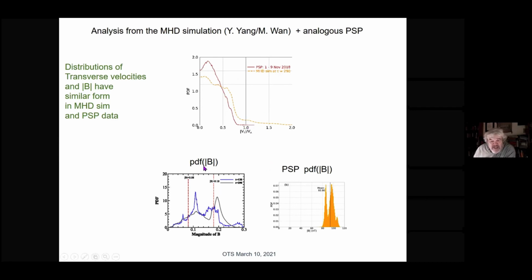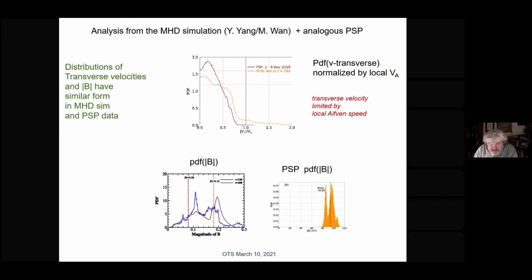If you look at the PDFs of the magnetic field magnitude, that's also interesting. Simulation on the left, and again you see this compartmentalization. You have signatures of discrete flux tubes with different values of the magnetic field strength at two different times here. It's a persistent feature. And in the Parker data, again, you have the PDFs of the magnetic field taking on certain discrete values. So I would argue that these are similar distributions for all of these quantities.